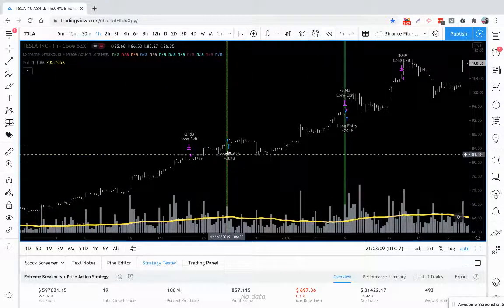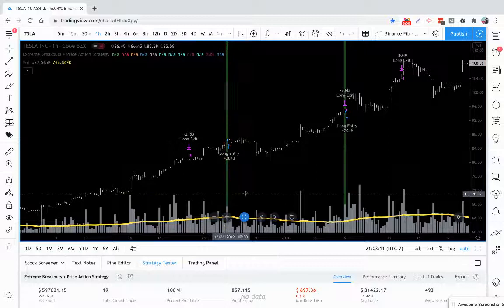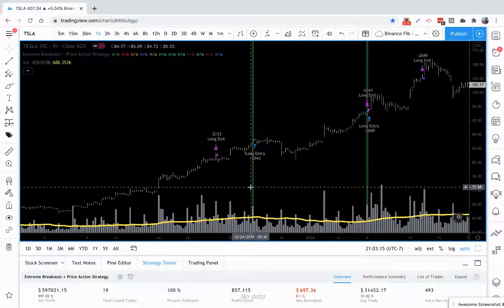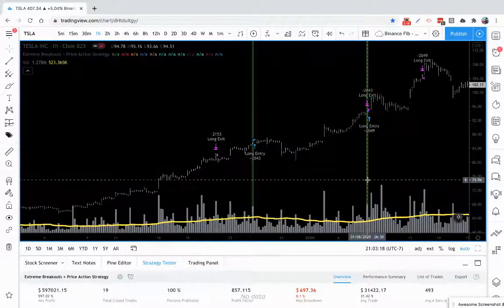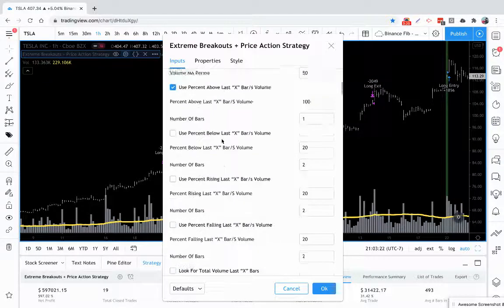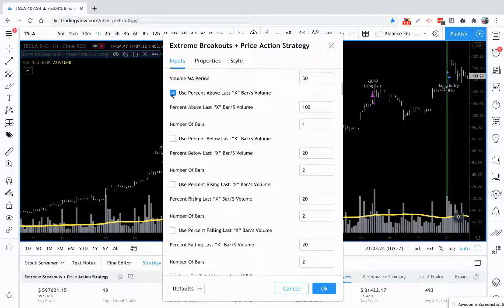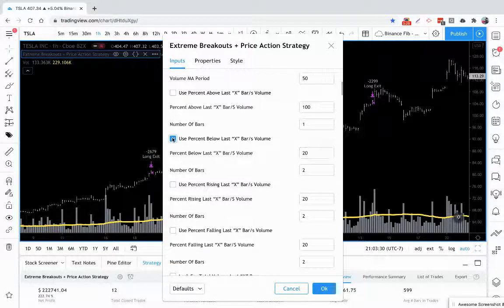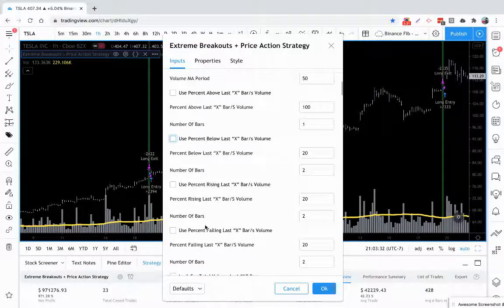Okay, so you can see some of those here. So we had the breakout and volume was 50% greater than this bar. You can see how that condition was met. Same thing over here. That's another way you can use it. You can also do volume below last bars, and you can also look for rising or falling volume.